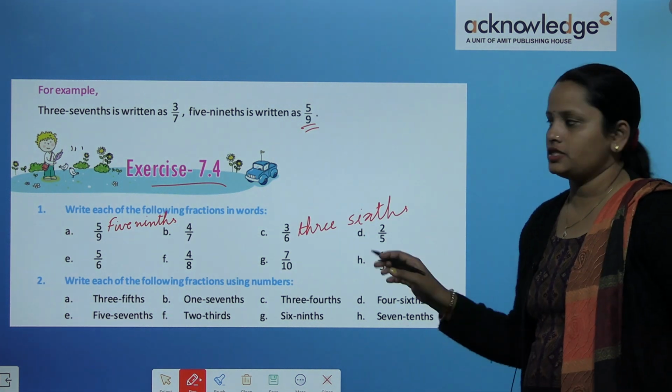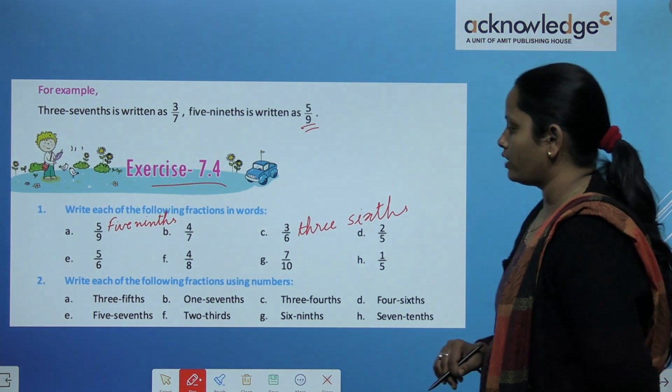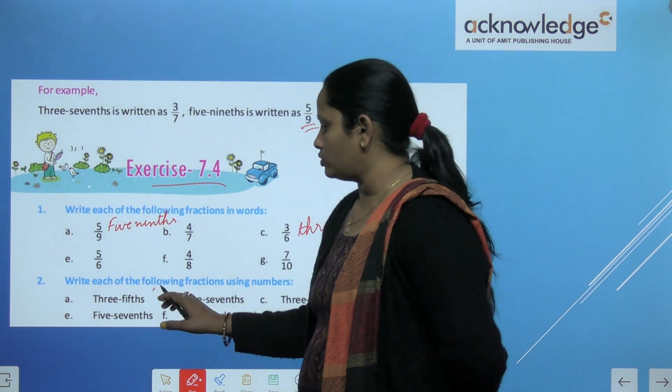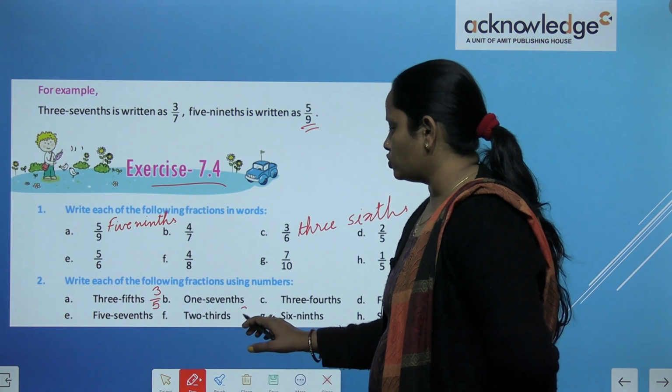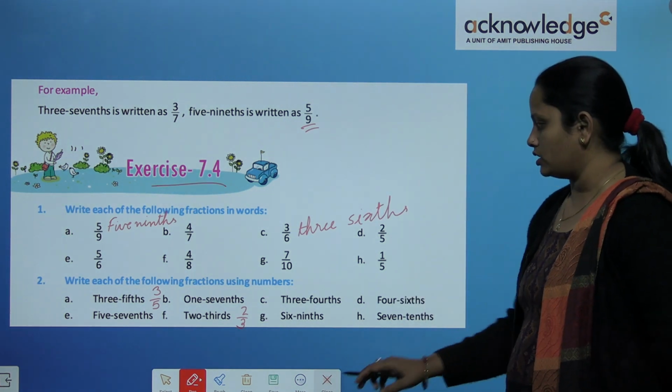So like this you have to do the rest of the questions, children. Write each of the following fractions using numbers. तो 3/5 लिखा हुआ है तो 3/5. 2/3 लिखा तो 2/3.